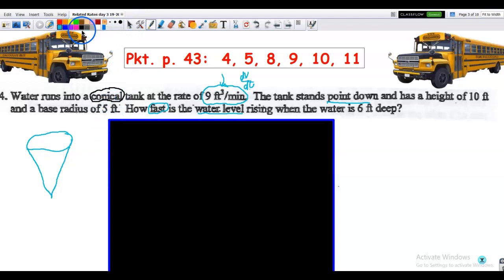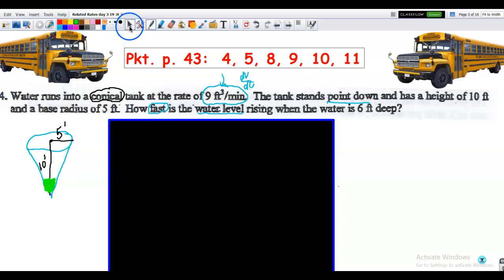They told me that I have a base radius of 5 feet. So this is the 5 feet and a height of 10 feet. So that's how tall the tank itself is. Now, water is flowing into the tank. So I'm just randomly putting the water level right here. So water is flowing into that tank and it's rising.